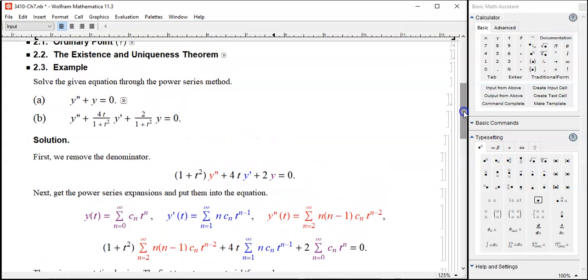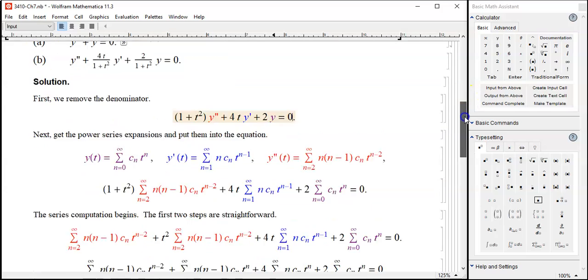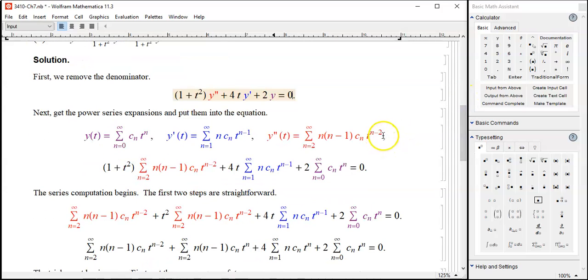Let's have a brief recap. This is the original equation. Denominators are harder to deal with, so let's remove those. And yes, we can do that because the denominator never becomes 0. So multiplying all terms by an absolutely non-zero term, we get that. And then apply power series, apply term by term differentiation, and plug those in.